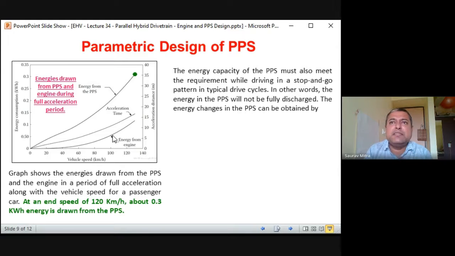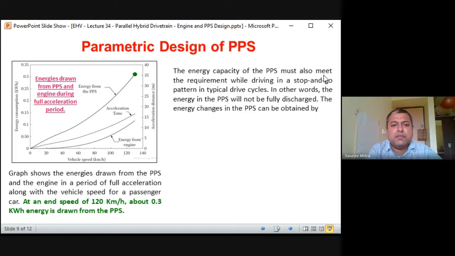So in that case PPS is giving all the power, and PPS is acting as a regenerative function as well. Whatever motor is connected to the PPS is acting as a motor as well as a generator within the city. This is an electric vehicle parallel drivetrain we are talking about. In that case, the electric motor will be giving out the power, and then it will be regenerating the power and charging the PPS. So this is what is talked about here.